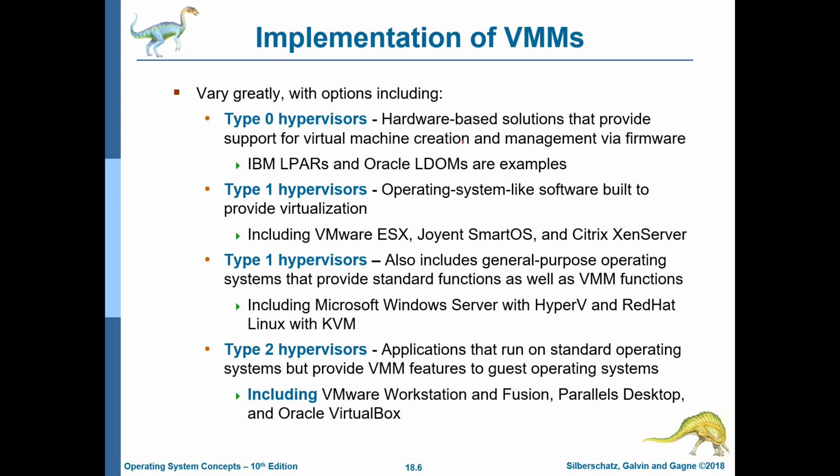There are different kinds of virtual machine managers and they vary greatly between them. So we have type 0 hypervisors. Type 0 hypervisors are hardware based solutions which provide the entire virtual machine management service via firmware primarily. Firmware is basically specialized chips that are connected along with processors, and in firmware, we manage the hypervisors and the virtual machines. We have IBM LPARs and Oracle LDOMs. These are all virtual machine solutions that essentially work at the hardware level.